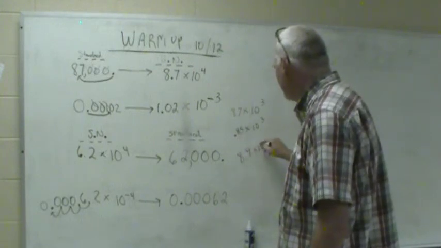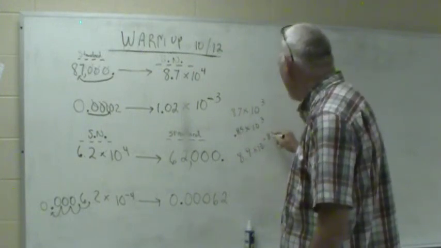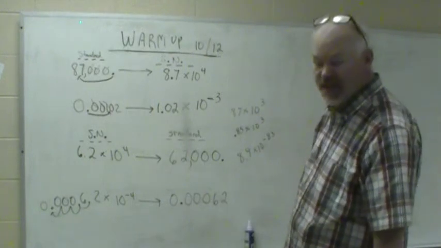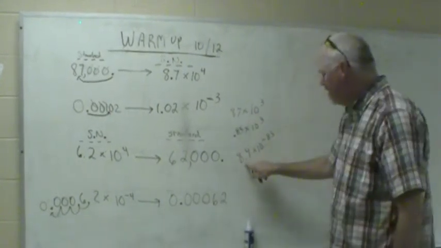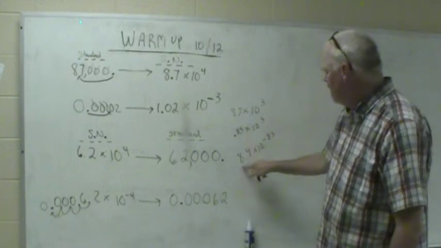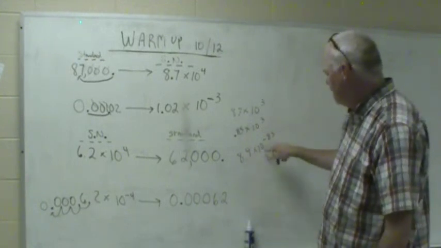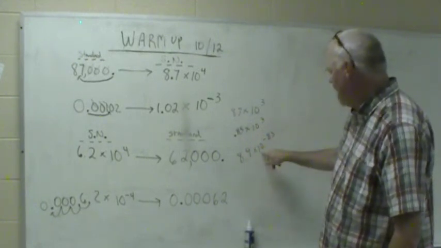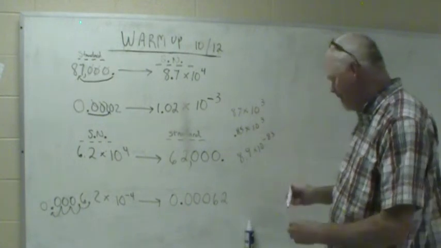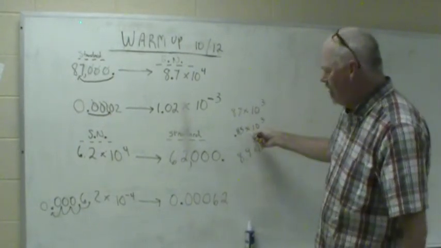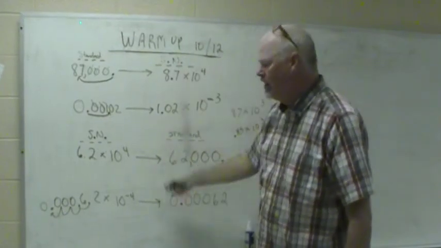8.9 times 10 to the negative 83rd power. Yes, that's scientific notation, right? This number is between 1 and 10. And this doesn't matter, as long as it's a power of 10 to some exponent. Alright? So remember how to write them in scientific notation and then converting.